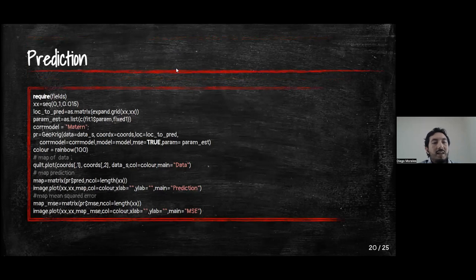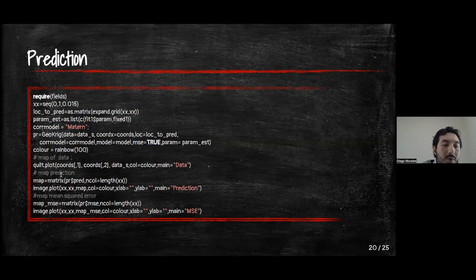And finally, the prediction is made by the function geocreek. For the prediction, we need new locations. I added more locations in the unit square. We make an expand grid of this sequence of numbers. We need the fitted parameters, the fixed parameters, and the correlation function. In this case, the Matern function. And we apply the geocreek function with this input. If we want the mean square error, we have to set mean square error MSE equal to true to obtain the mean square error of the prediction.